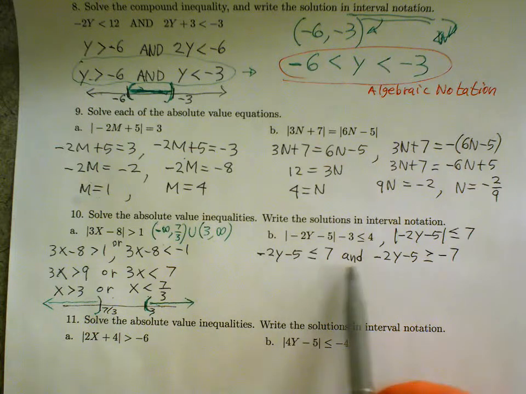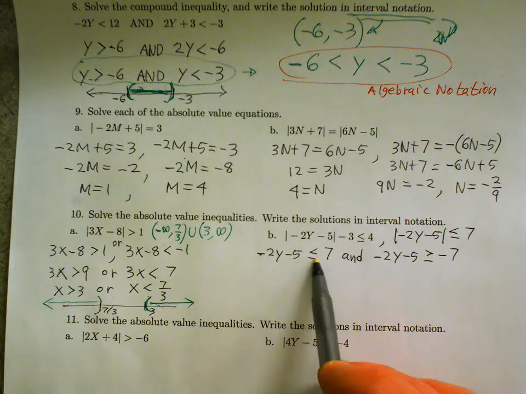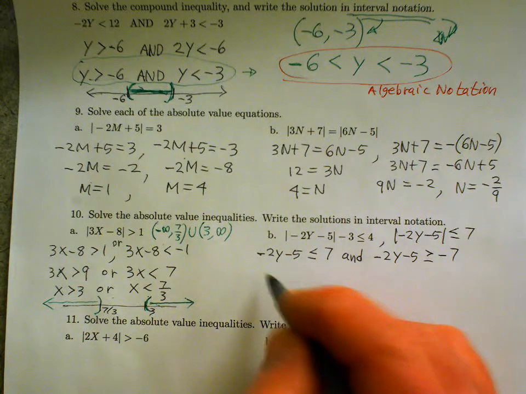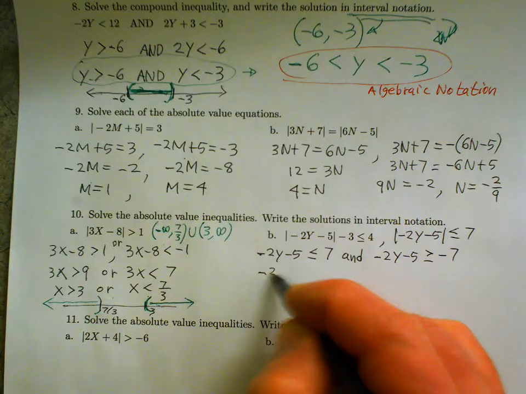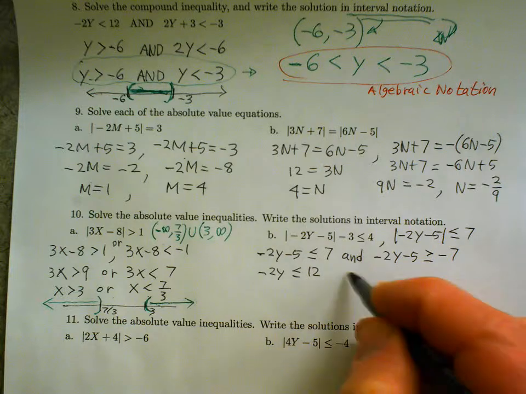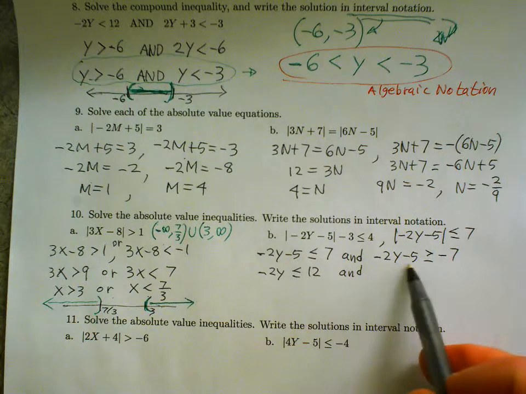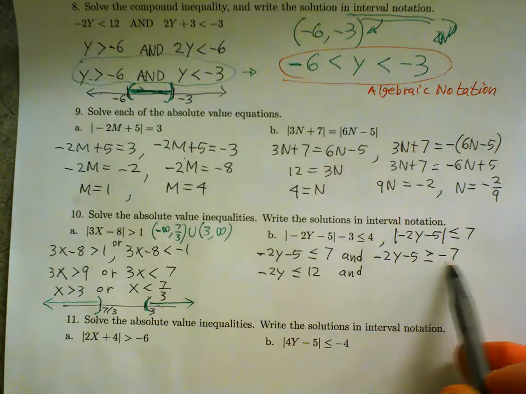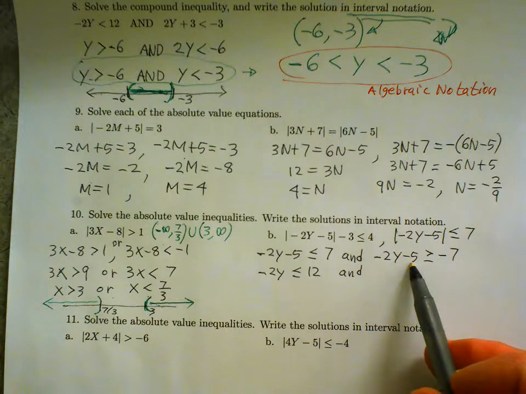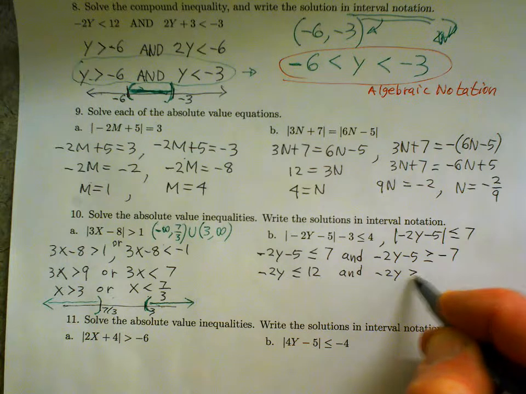Then we solve each of those for y. If negative 2y minus 5 is less than or equal to 7, add 5 to both sides. We get negative 2y is less than or equal to 12. And then on the other one, negative 2y minus 5 is greater than or equal to negative 7. Add 5 to both sides. We get negative 2y is greater than or equal to negative 2.